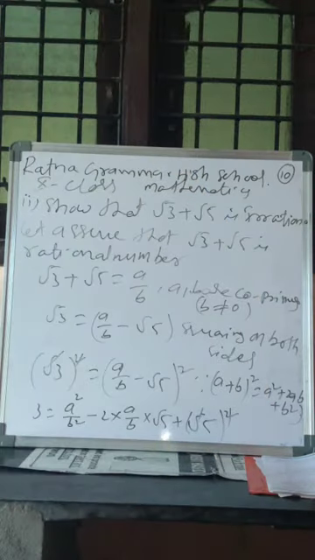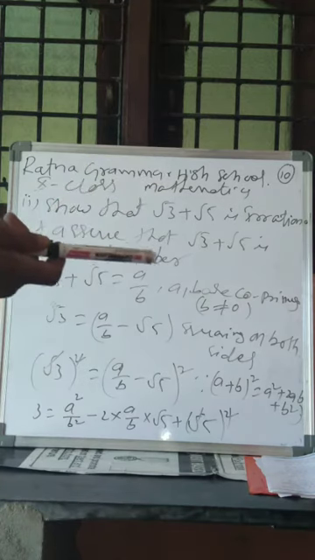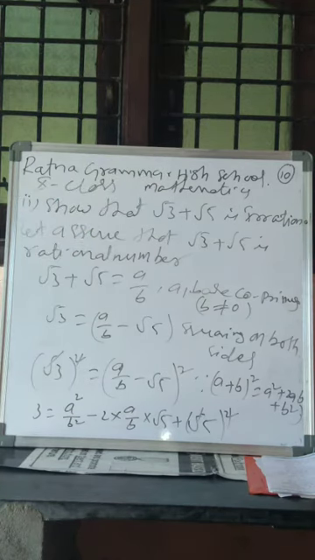Here, take root 5 to the other side, and it becomes root 3 is equal to a by b minus root 5. Next, squaring both sides.